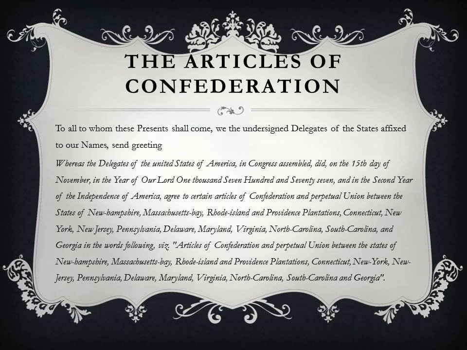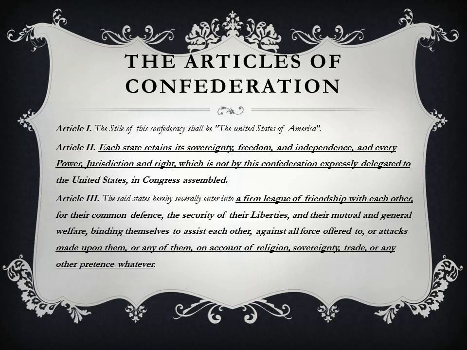Now, I wanted to kind of give you an idea. These are the delegates of the state affixed to our name, and it's a greeting to all of the different colonies. And this is one of the only areas I wanted to get to. Like I said, I would highly recommend, you can always look it up on the internet or grab a copy of the articles, but I wanted to cover just this first couple of three articles.